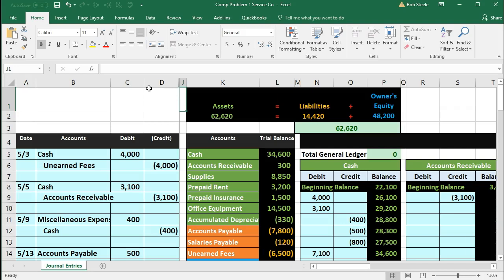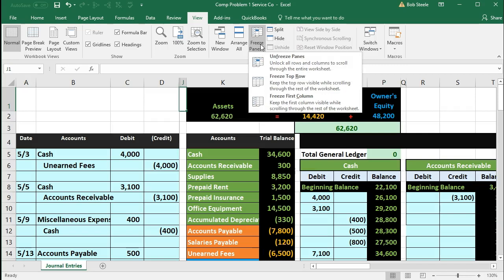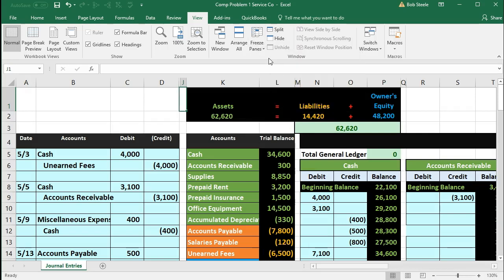So first, in order to unfreeze the frame, I'm going to go to the View tab. We're going to go to the Windows group. And then we're going to go to the Freeze Panes. And we want to unfreeze the pane. So we have that.